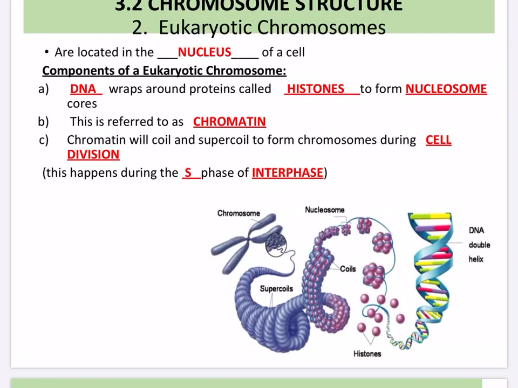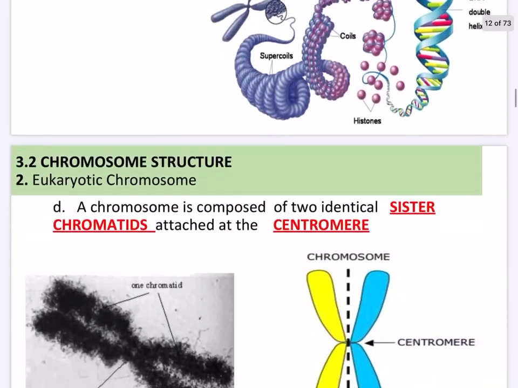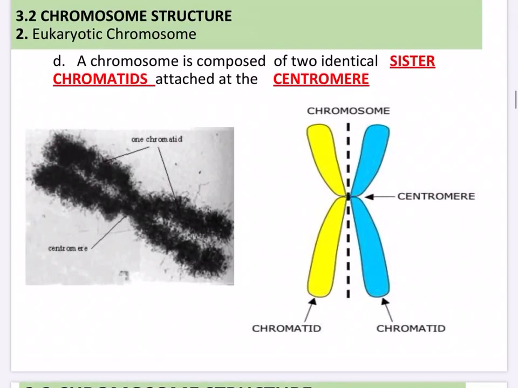And if you guys remember, DNA replication, before mitosis, happens during the S phase of interphase. A chromosome is composed of two identical sister chromatids that are attached at a centromere. The centromere is like the center of that X, that cross of the X. Okay?